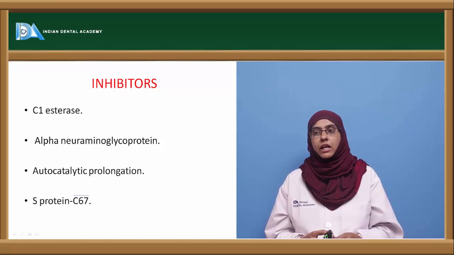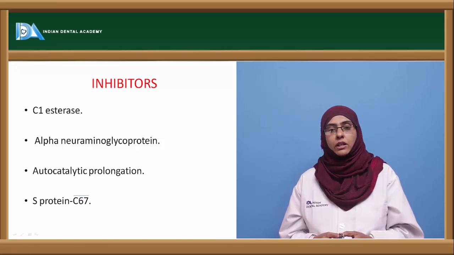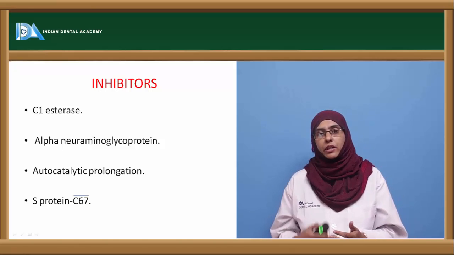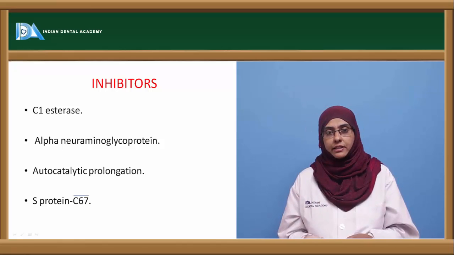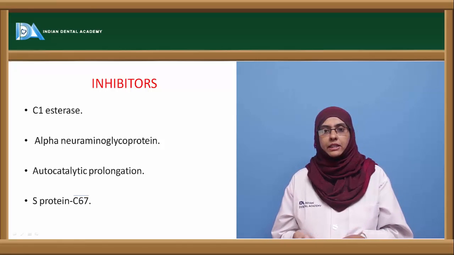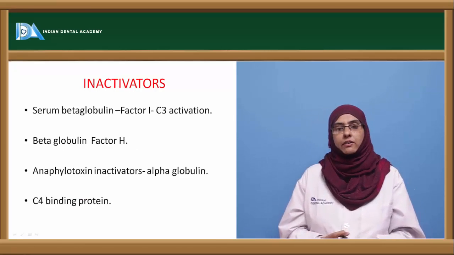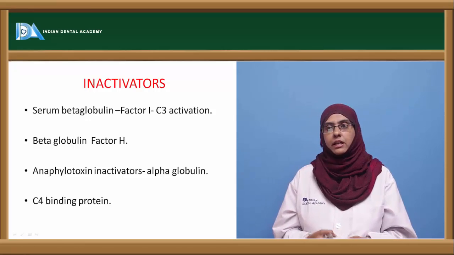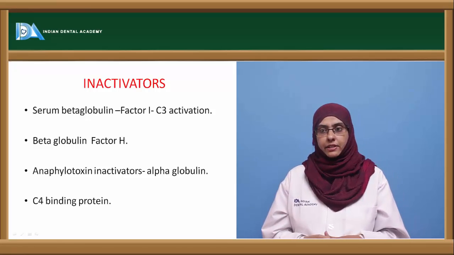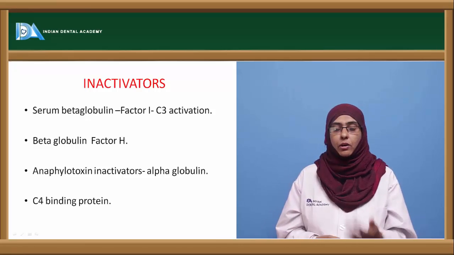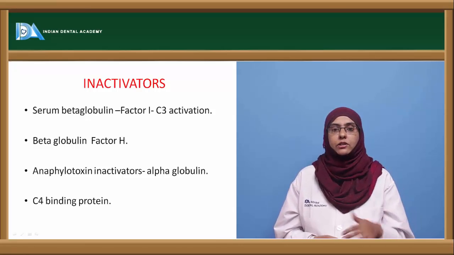Next is alpha-2 macroglobulin, and you have other proteins that will not allow the complement protein to continue in the pathways. And we have another protein called S protein that inactivates the complex at the place where the C5b-6-7 complex is usually formed. And then we have inactivators, which inactivate the complement proteins so they are no longer able to take part in the pathways. Examples are serum beta globulin, of which factor I inhibits the C3 activation, and we have beta-1H globulin, factor H, that acts as an inactivator of the C3b spontaneous hydrolysis.